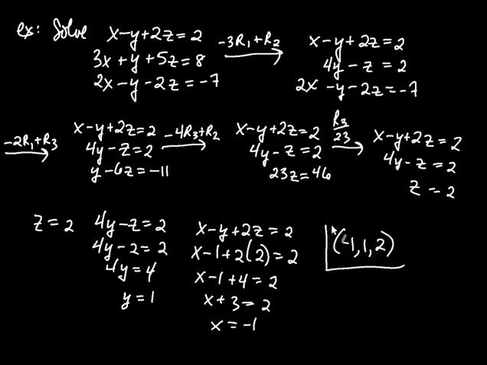And you can check this. How can you check that it's really a solution? You take this ordered triple and plug it into the original. You plug all 3 into here, all 3 into here, and all 3 into there, and it should satisfy each of the equations. Okay, so that's how you solve a linear system using Gaussian elimination. Until next time.